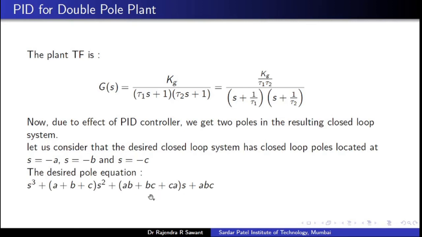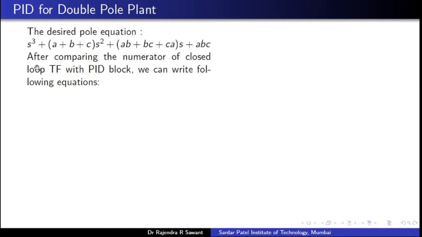So the desired pole equation is written as S cube plus (A plus B plus C) into S square plus (AB plus BC plus CA) into S plus ABC. Okay, so this is a well known form, because this is essentially a product of three terms: S plus A, S plus B, and S plus C. After comparing the numerator of the closed loop transfer function with the PID block, we can write the following equation.